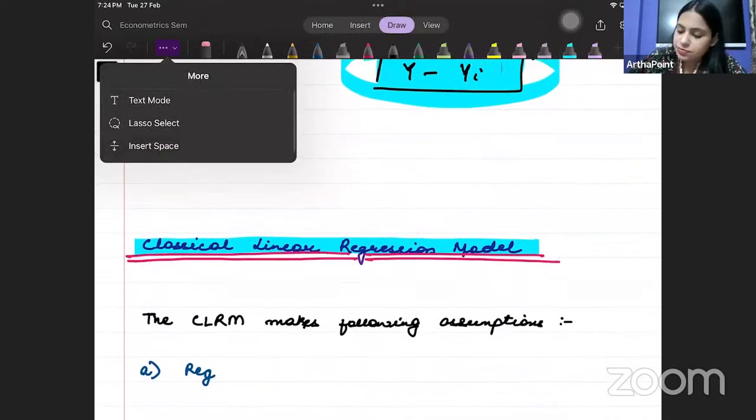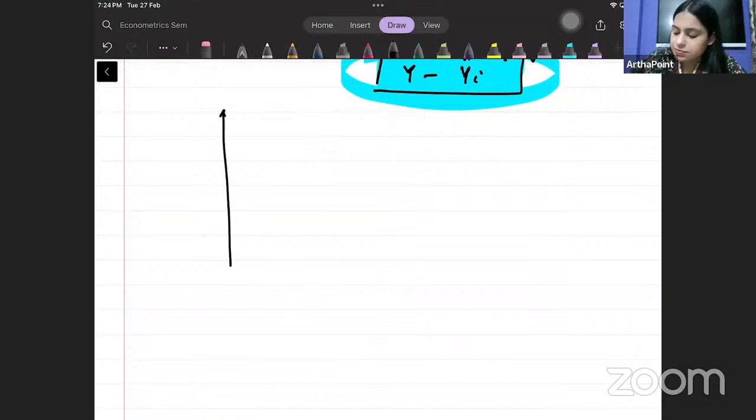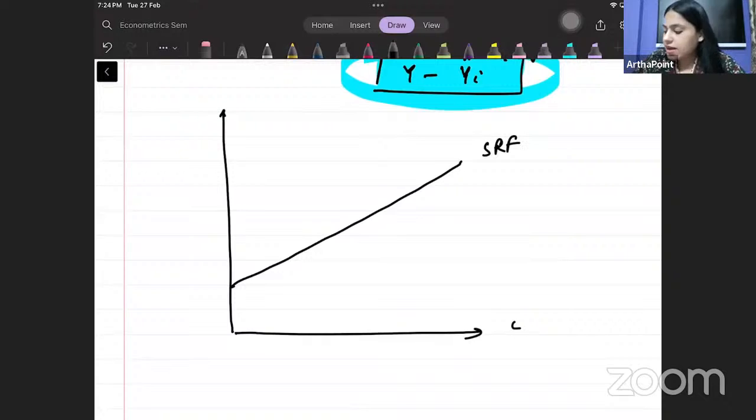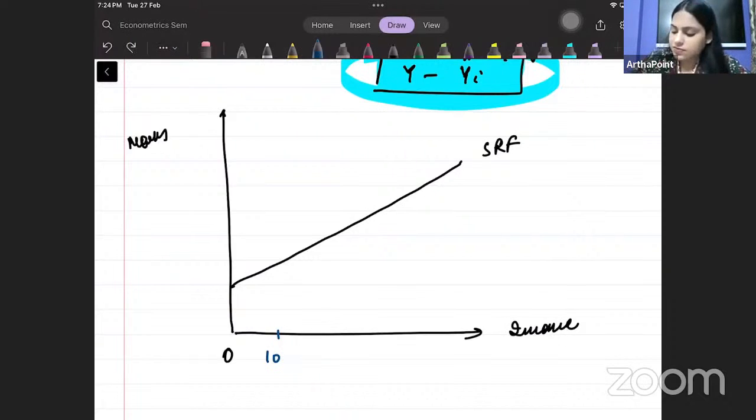For example, if I take you back to this sample regression function, here I am taking income, here I am taking marks obtained. So what can I do? Let the income be 5,000, and we were taking the marks obtained by different students for the income level of 5,000. So we had taken marks here, marks here, marks here, marks here. This was the average marks.